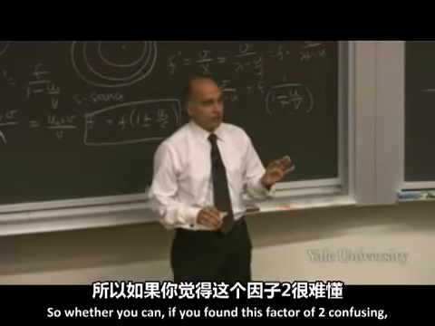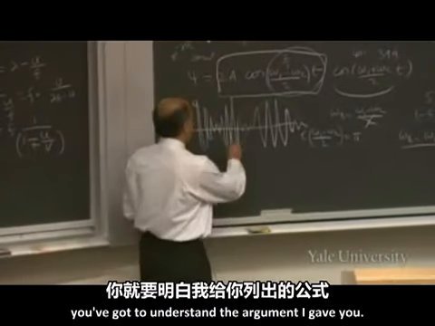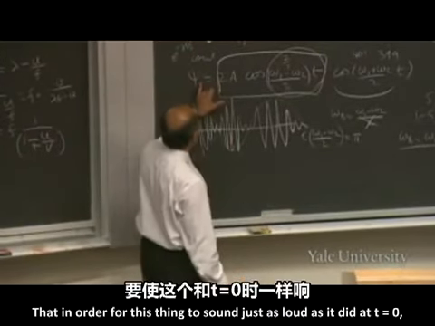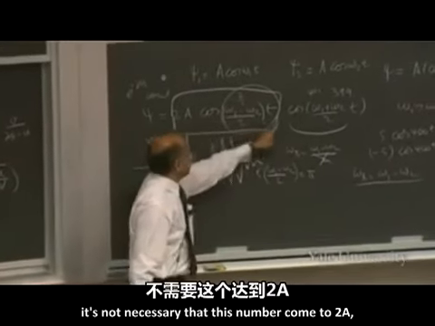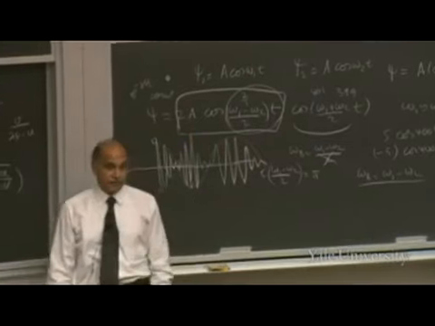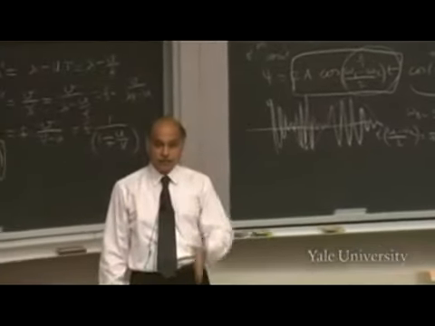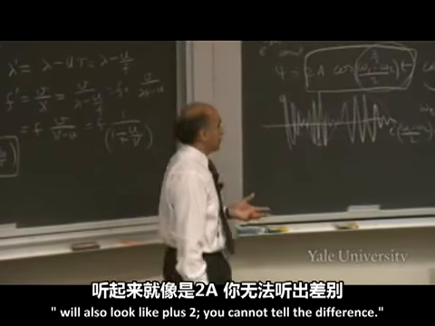So if you found this factor of 2 confusing, you've got to understand the argument I gave you. That in order for this thing to sound just as loud as it did at t equal to 0, it's not necessary that this number come to 2a. It's good enough if it comes to minus 2a. Minus 2a times a rapid cosine, which is oscillating on top of the minus 2, will also look like plus 2. You cannot tell the difference.